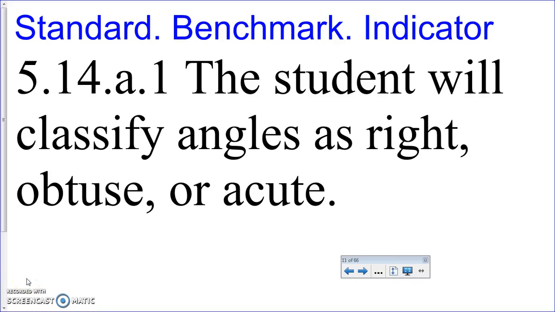Today we are learning how to classify and measure angles. Please copy down the standard benchmark indicator on a clean page in your math notebook. The student will classify angles as right, obtuse, or acute.